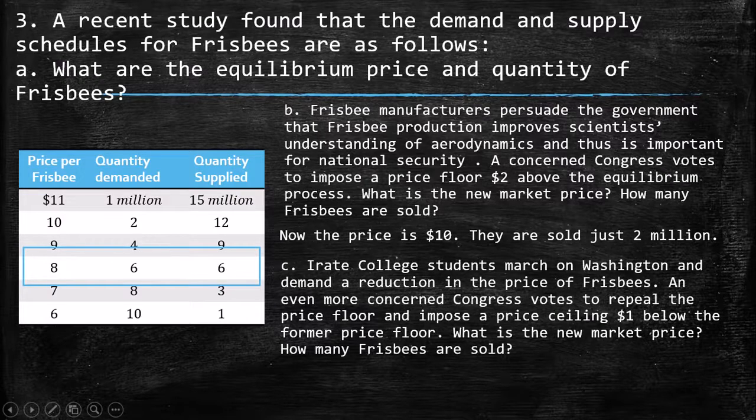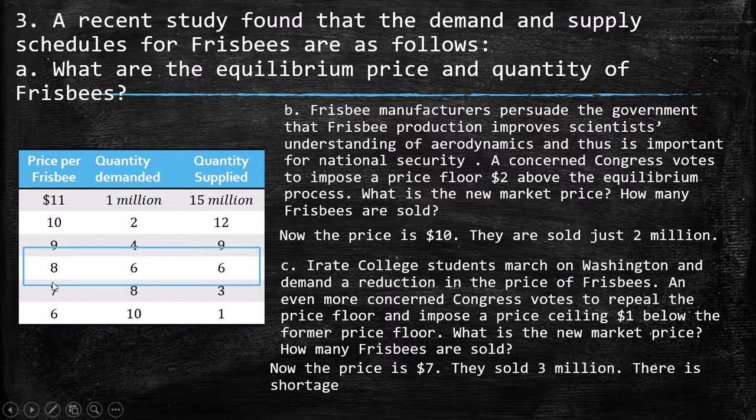The C point. Irate college students march on Washington and demand a reduction in the price of frisbees. An even more concerned Congress votes to repeal the price floor and impose a price ceiling $1 below the former price floor. What is the new market price? How many frisbees are sold? So here, starting from the $8, and $1 below, we will be at the price of 7. Now the price is 7, so in this case just 3 million are sold.